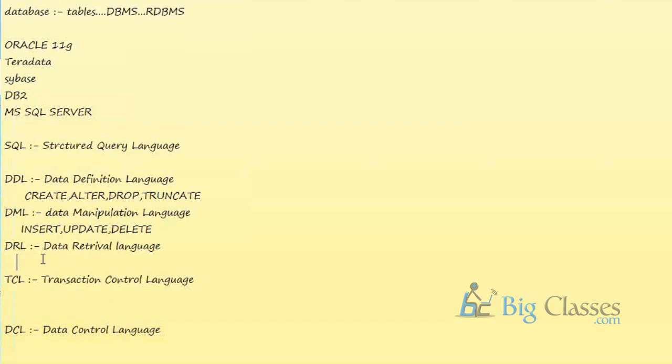And DRL stands for data retrieval language. So you have defined the table and you have added the data. Now, how to read the data from a table or multiple tables? For reading the data, we use a select statement. This is something we are going to use extensively in ETL testing as well as BI testing. That is called the data retrieval language. And the next one is the transaction control language.